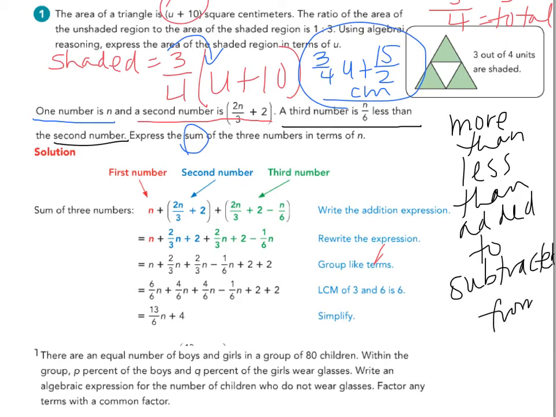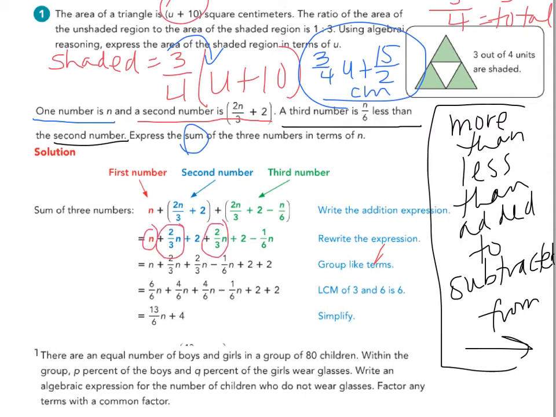Those are the statements that move it to the end. You have to move it to the end. That's why n divided by 3 is at the end. So now we combine our like terms. Okay, so we have an n and a 2/3 n and a minus 1/6 n.